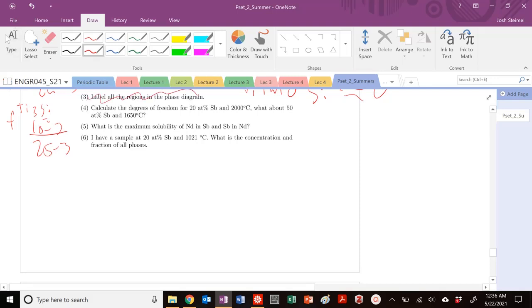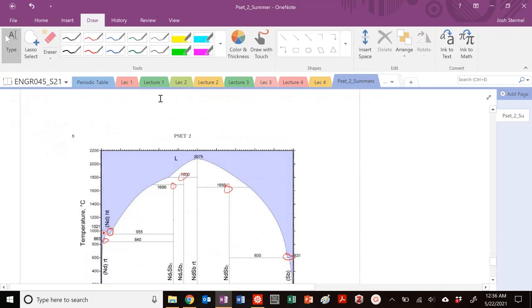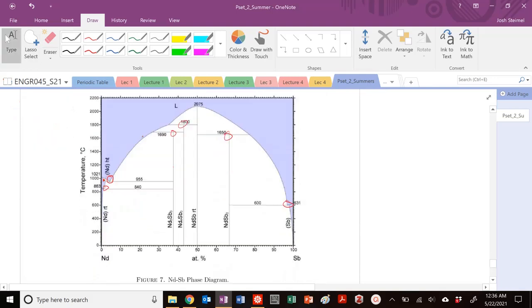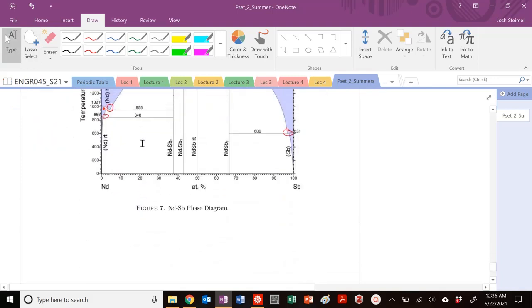So we labeled all the regions. Let's see, what's the maximum solubility of Nd in Sb? So again, we could kind of look at the same idea here. So the solubility, so if we look here, this is my solubility. So I've got about Nd in Sb. That's probably about like 2%.